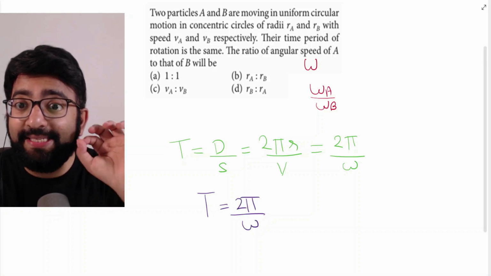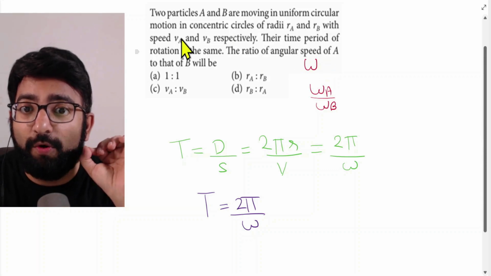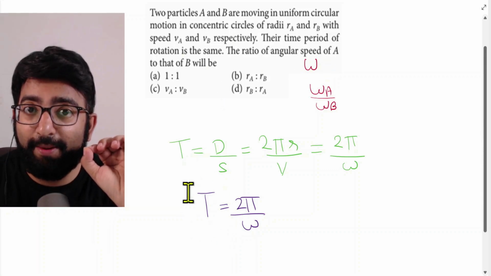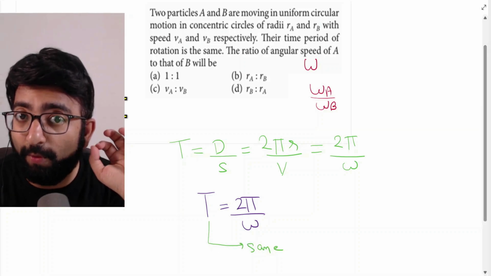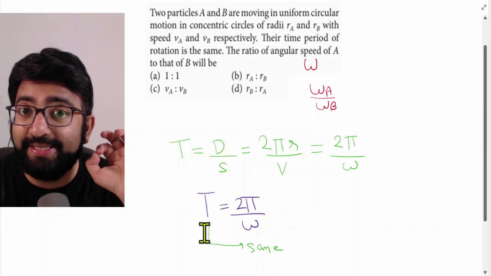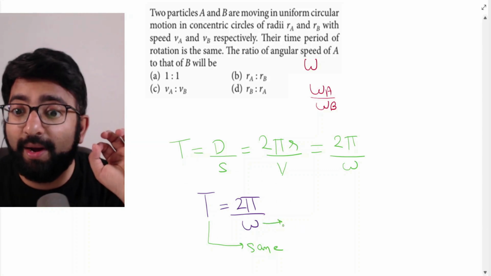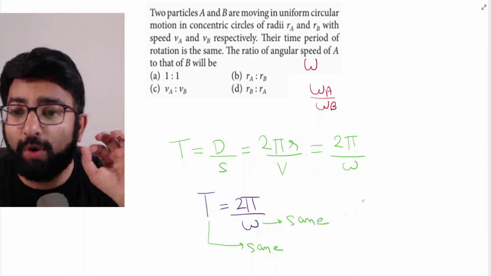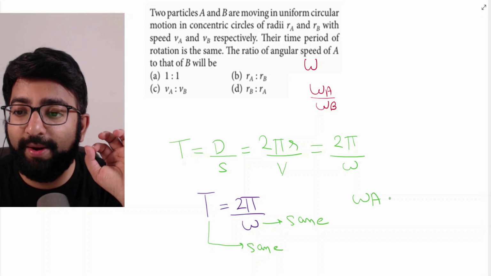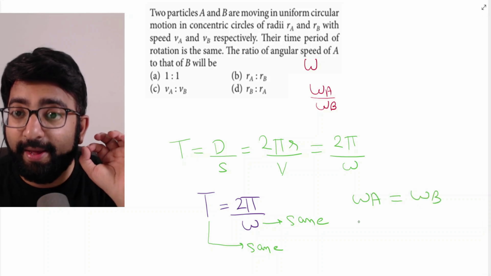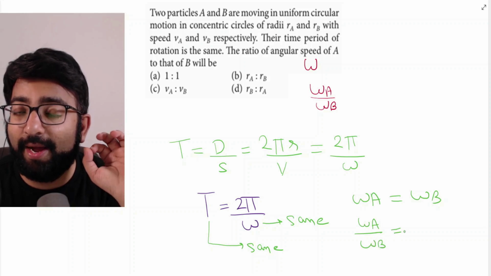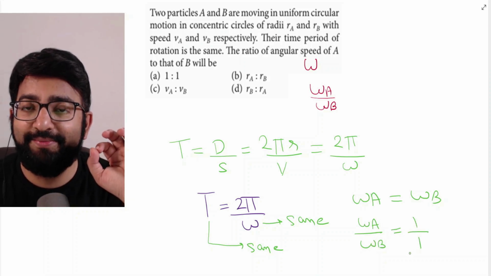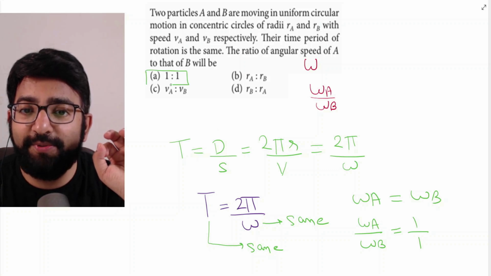Now, in this question, it is clearly mentioned that the time periods of both objects A and B are the same. Hence, let us write T is the same. From the formula T is equal to 2 pi by omega, since time period is the same, omega will be the same for both objects. Hence, I can write omega A is equal to omega B. The ratio which we want to find, omega A divided by omega B, will come out as 1:1. And hence, the answer is option A.